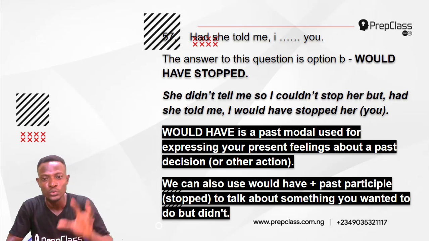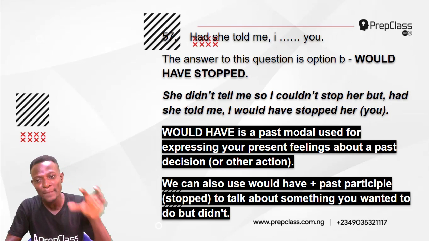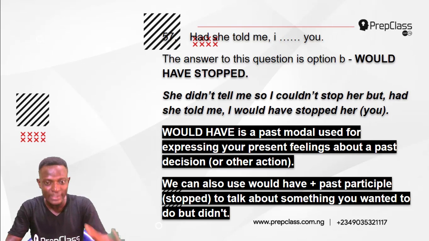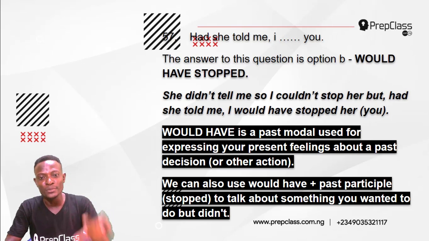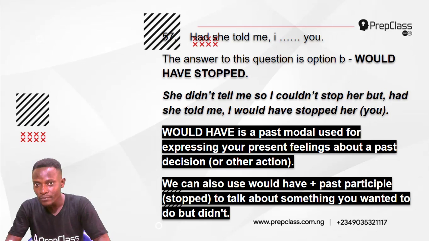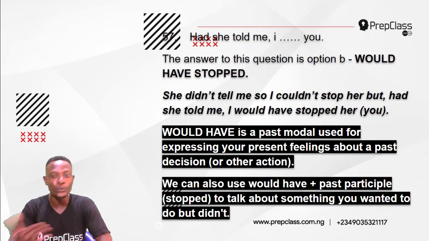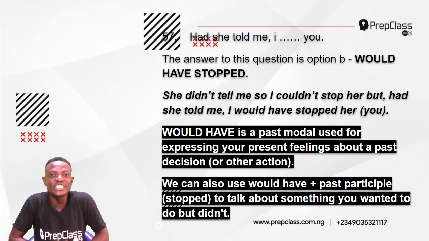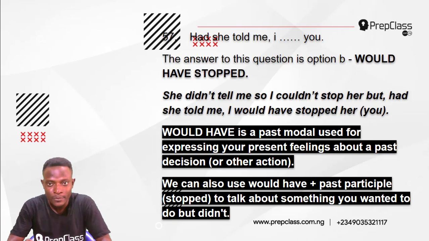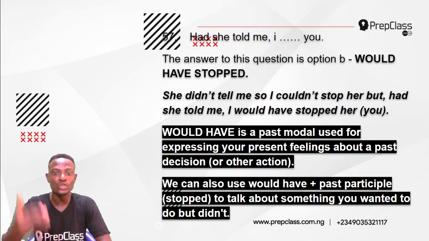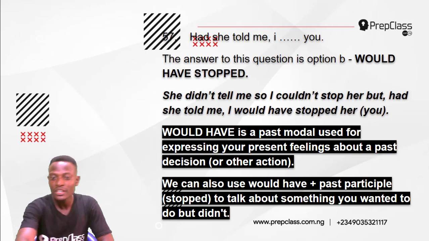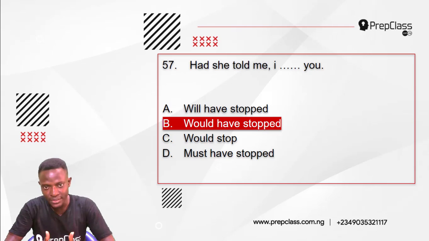So we can also use would have plus past participle. That is, stopped is a past participle verb, to talk about something you wanted to do but you didn't. Now, what I wanted to do would have been to stop you, but I didn't do it because what? She didn't tell me. Had she told me, I would have stopped you. So the answer is option B.